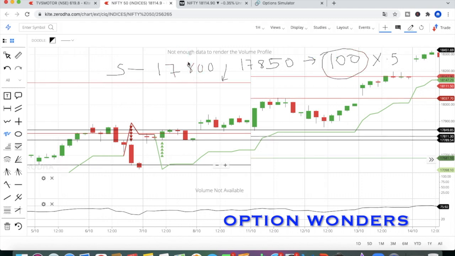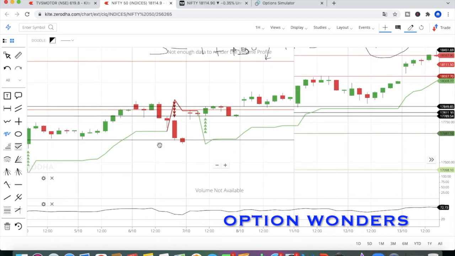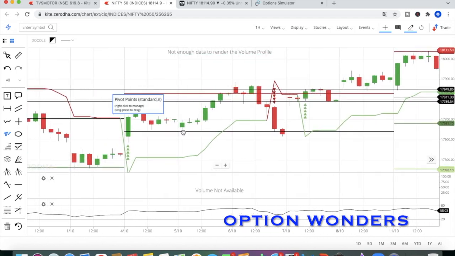17,750. You can make this 17,750, or you can multiply by 100. Both ways you can do. You can select this 17,750 strike. The strike price should be a minimum 100 points difference. That is the main point which you have to note. Then you can enter the strategy, put the stop loss, and sell the put option.